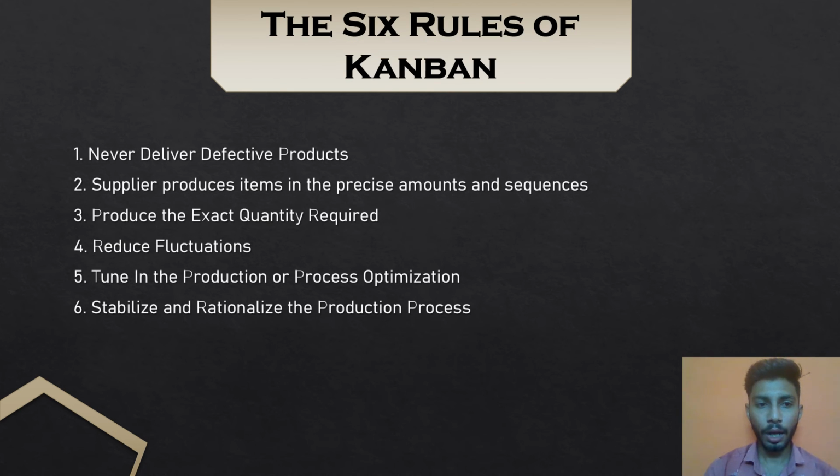The six rules of Kanban are: never deliver defective products, supply products in the precise amount, sequence and time, produce the exact quantity required, reduce fluctuations, fine-tune the production or process for optimization, stabilize and rationalize the production process.